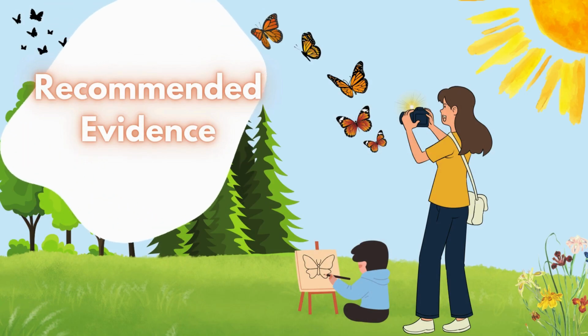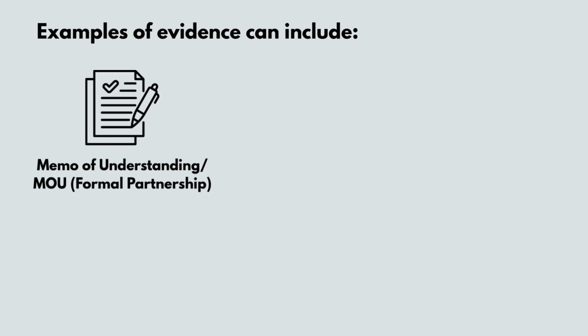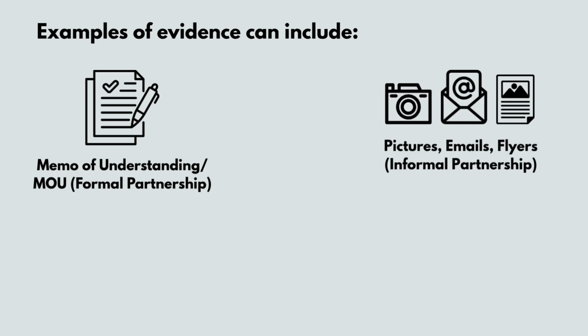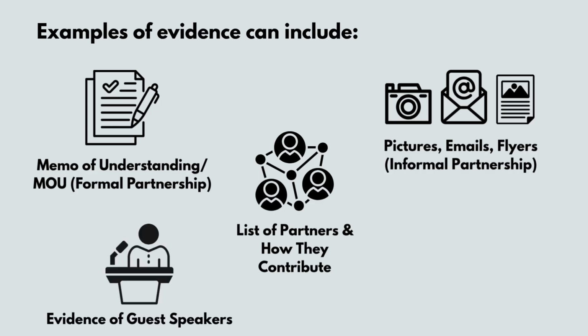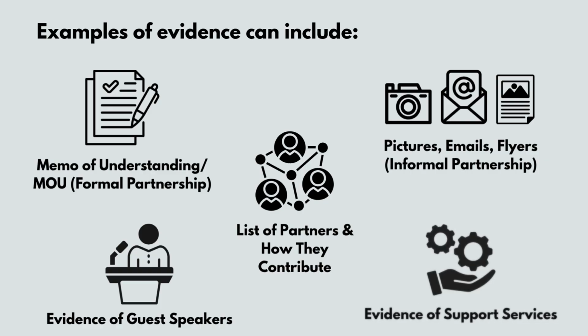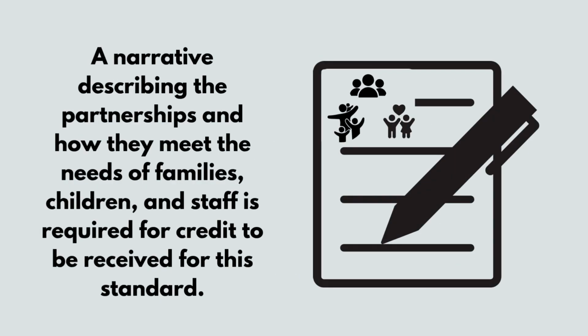What is the recommended evidence? Should you choose to work on this standard, examples of evidence could include memo of understanding, pictures, emails, and flyers, list of partners and how they contribute to the program, evidence of guest speakers at family events, or evidence of support services offered, such as translation. A narrative describing the partnership and how they meet the needs of families, children, and staff is required for credit to be received for the standard.